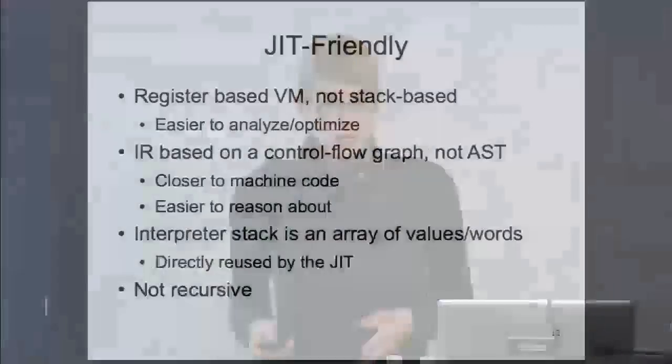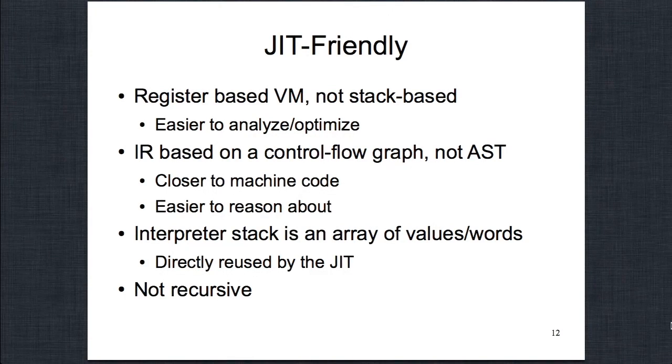So when I said JIT-friendly, I made a few design choices for the interpreter. One is that it's a register-based VM, and it's not stack-based as in bytecode, because this is easier to analyze and to optimize. The IR is based on a control flow graph and not on an AST because it's closer to machine code and again easier to reason about. The interpreter stack is an array of values and words that's directly reused by the JIT compiler. And most importantly, the interpreter is not recursive. So the interpreter doesn't call itself when it does a function call. And this is necessary to be able to introspect the stack and be able to go in and out of the JIT compiler during interpretation.